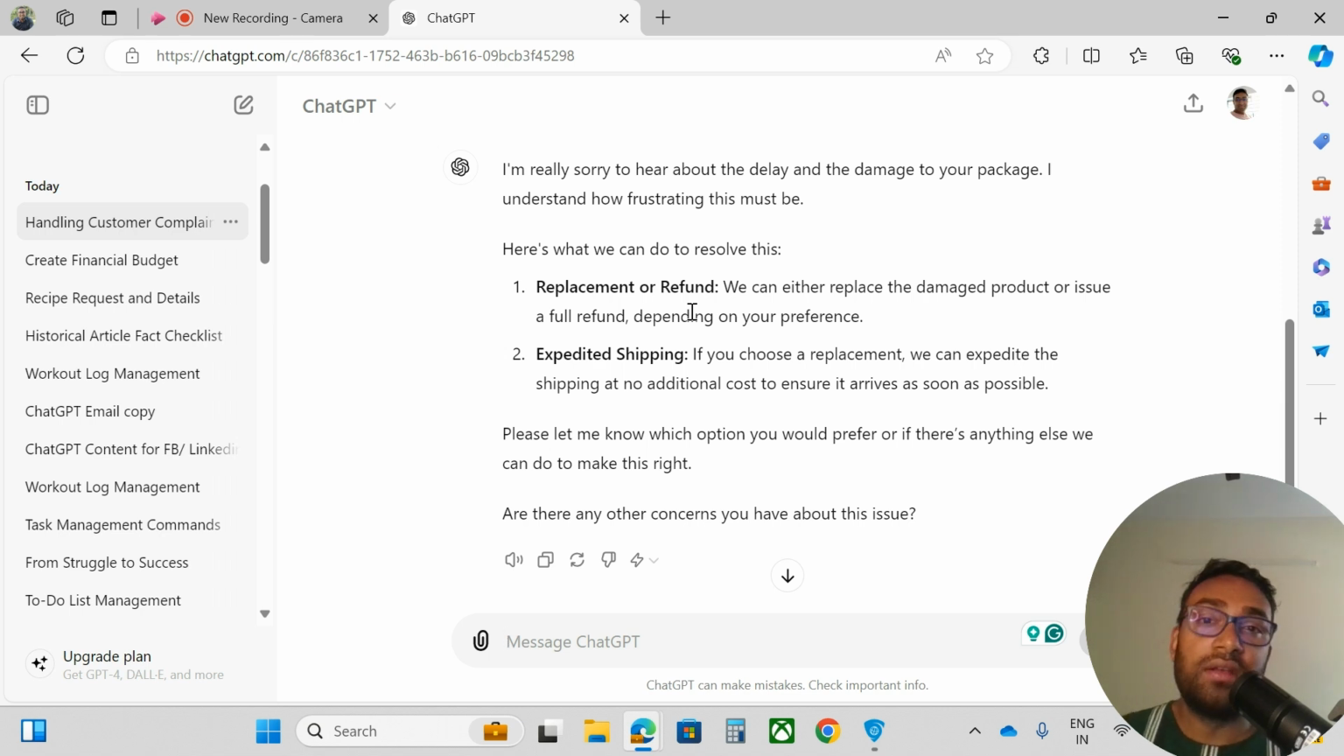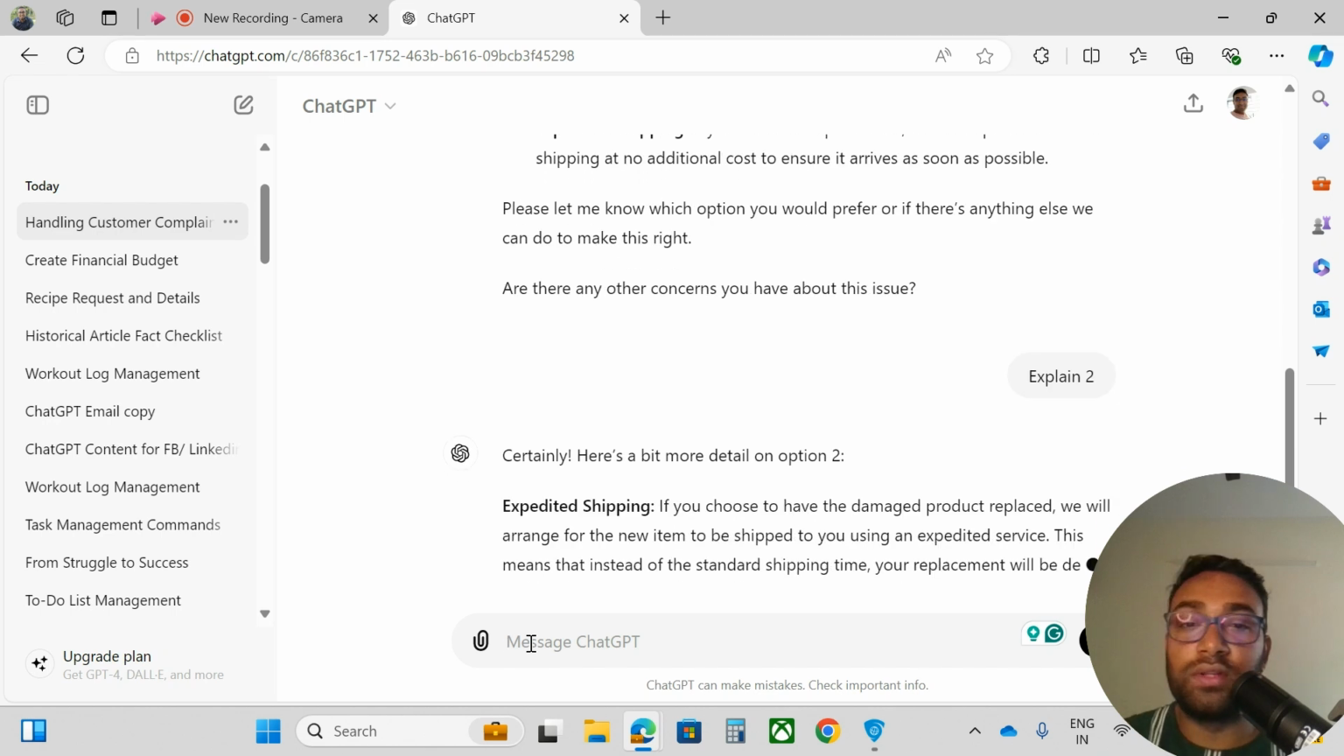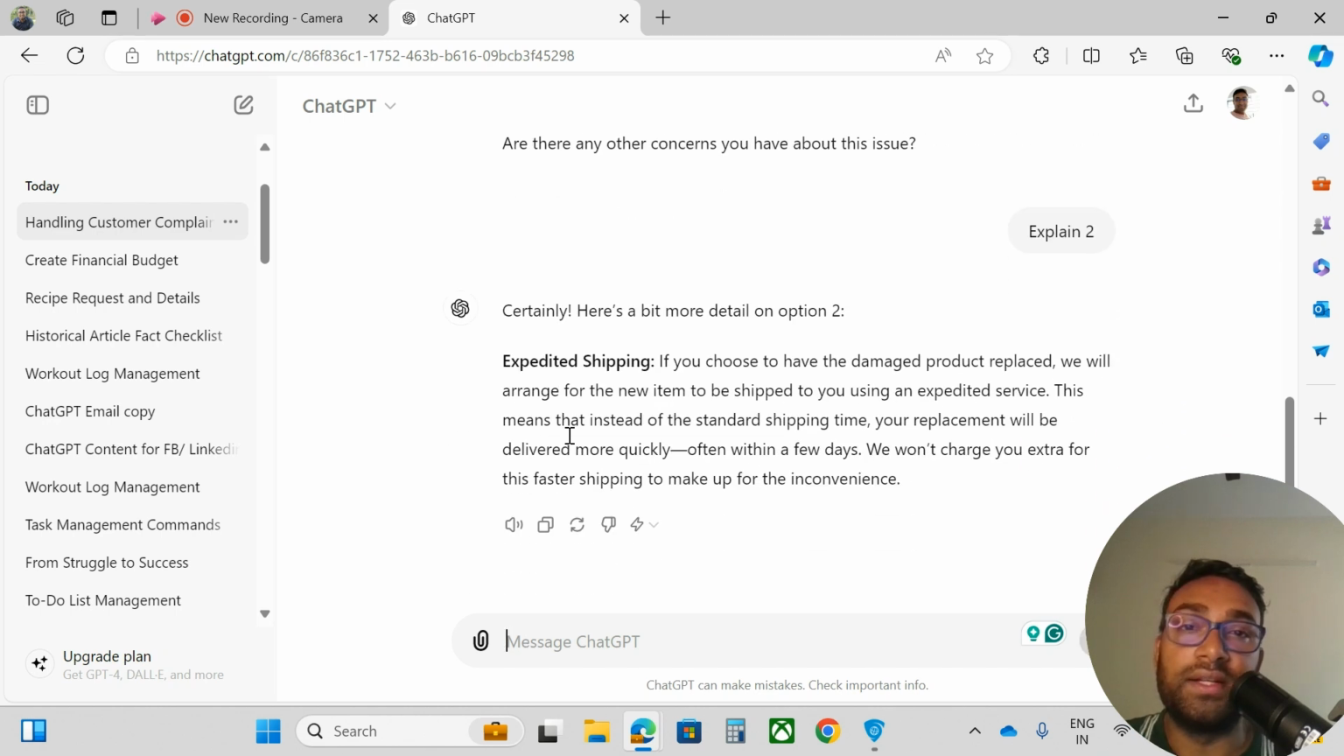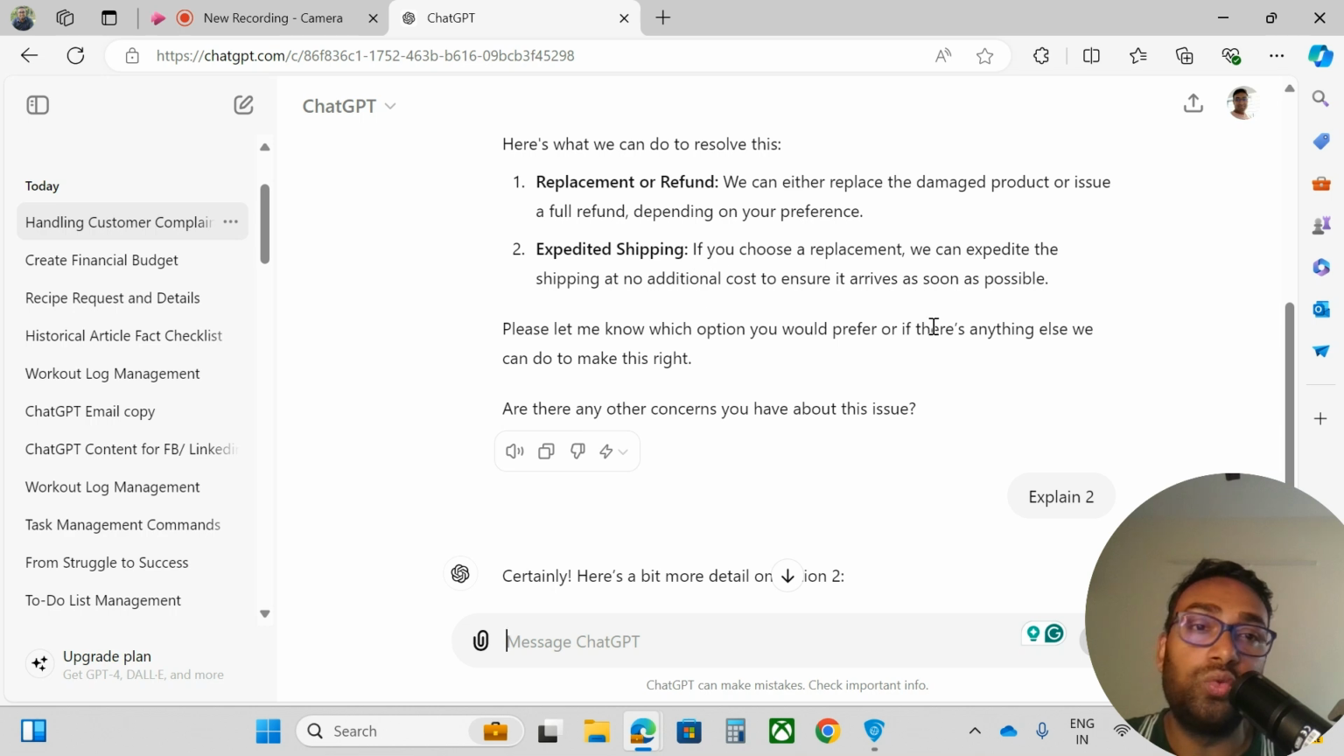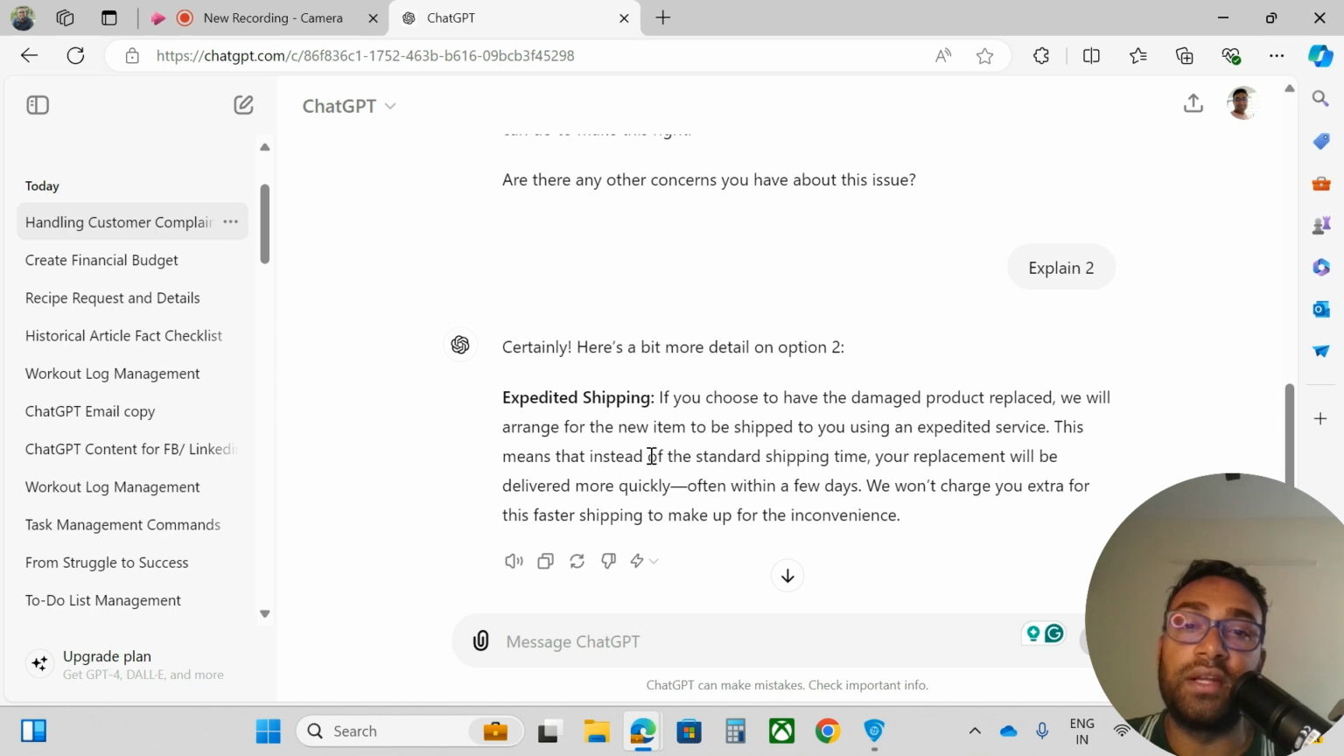So about this issue, suppose I ask it to explain again. Let's explain point number two, suppose I want to get more clarity on that point. See here, it had written only two lines, but now it is clarifying for me.